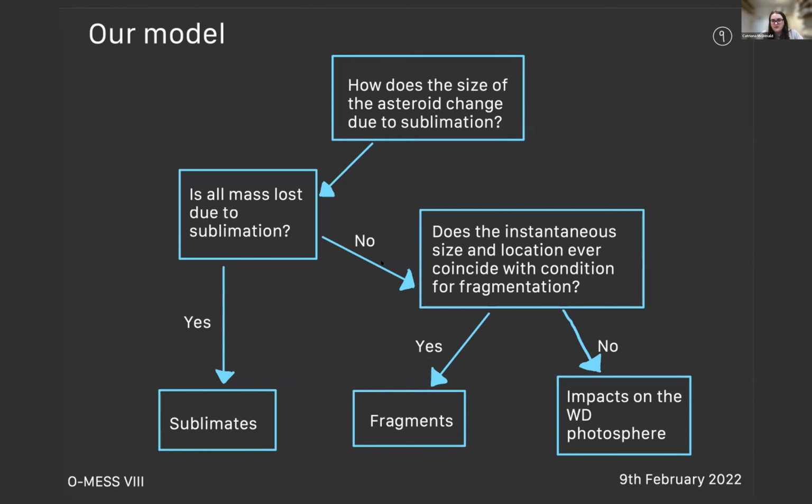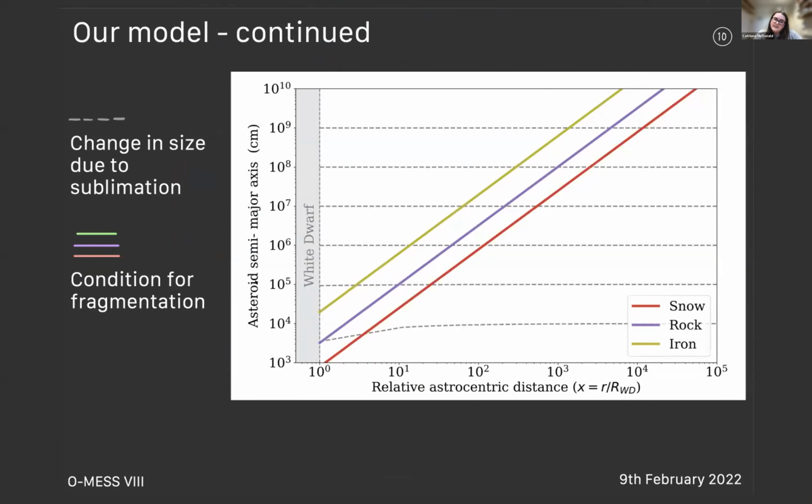We can also show this in a simple graphical way here. So in this plot here, the y-axis is slightly deceptively named, but when it says asteroid semi-major axis, it actually means the largest semi-axis of the ellipsoidal shape model. So the y-axis is effectively a proxy for size, whereas the x-axis is the distance from the asteroid to the white dwarf. And the white dwarf is signified by this grey block on the left-hand side here. So your body will enter into the plot from the right-hand side and move to the left towards it.